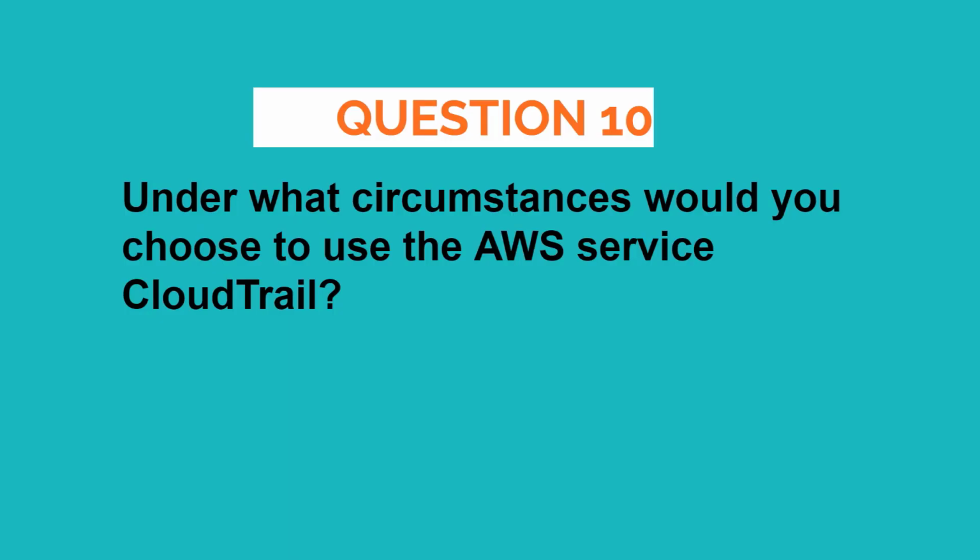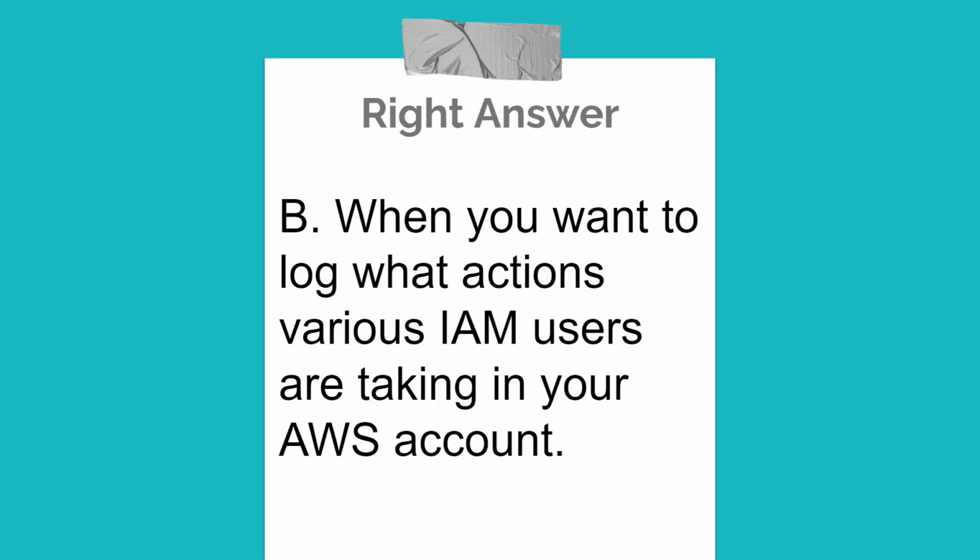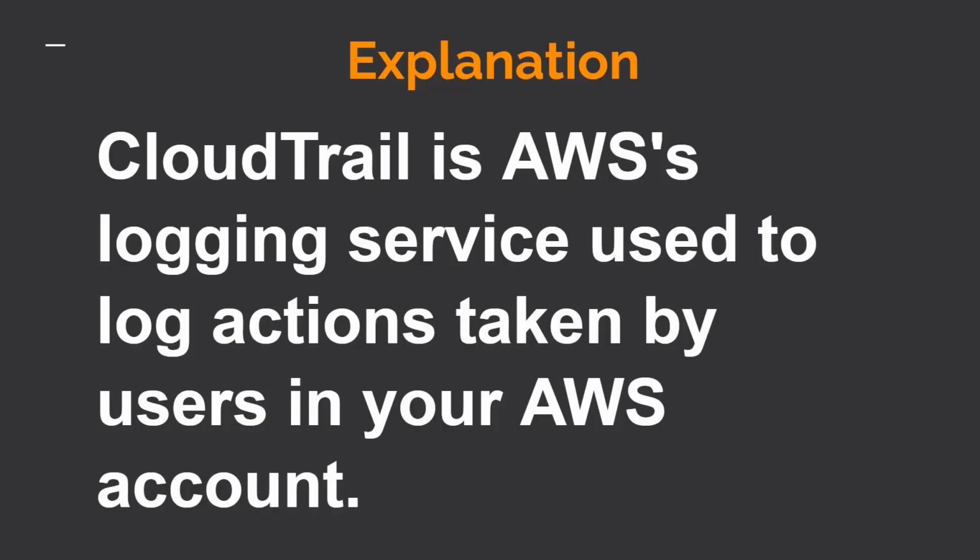Question 10. Under what circumstances would you choose to use the AWS service CloudTrail? Option A. When you want to collect and view resource metrics. B. When you want to log what actions various IAM users are taking in your AWS account. C. When you want a serverless compute platform. D. When you want to send SMS notifications based on events that occur in your account. Right answer is B. When you want to log what actions various IAM users are taking in your AWS account. Explanation: CloudTrail is the AWS logging service used to log actions taken by users in your AWS account.